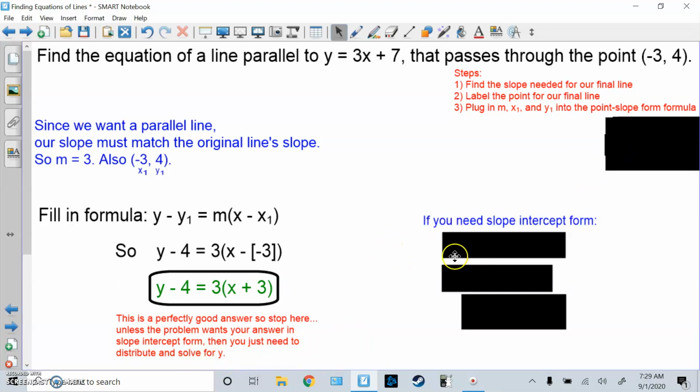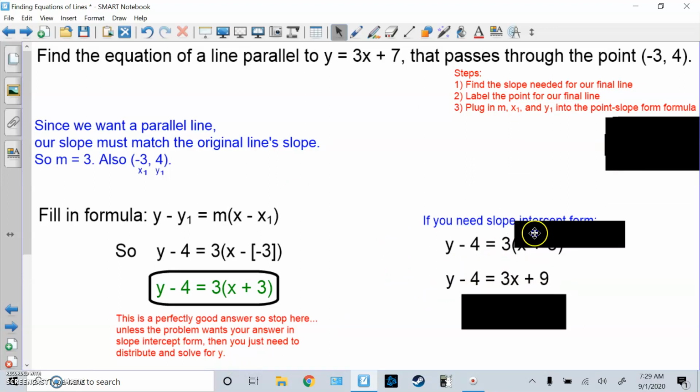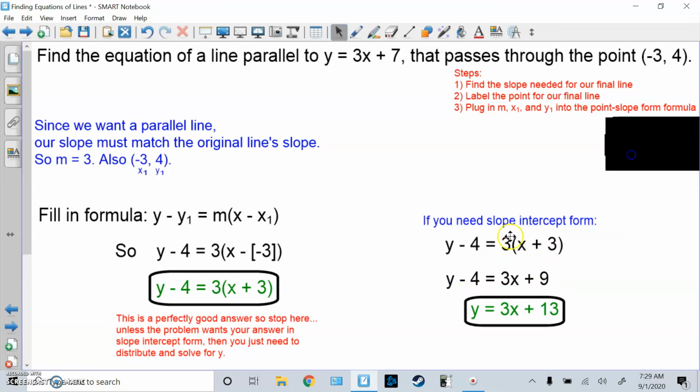So if you want slope-intercept form, you're going to distribute the 3. So you get 3x plus 9, then you need to move the 4 over by adding it to get this. So these are the exact same line. This is point slope form, this is slope intercept form. Here I actually know the y-intercept is 13, so I know it crosses the y-axis at 0, 13.